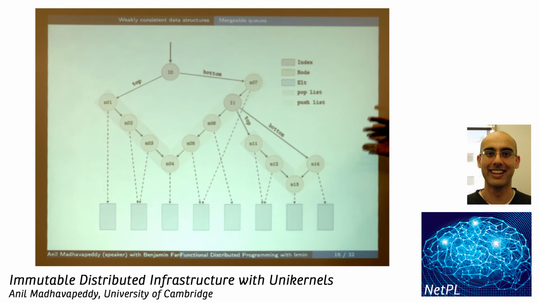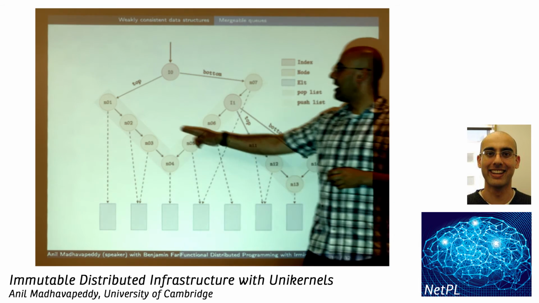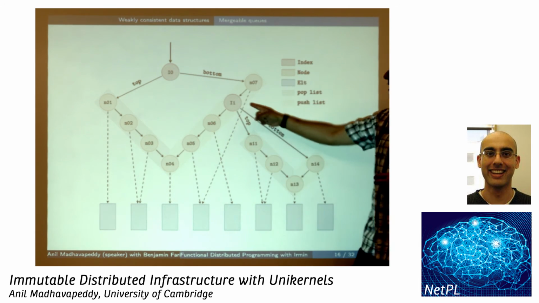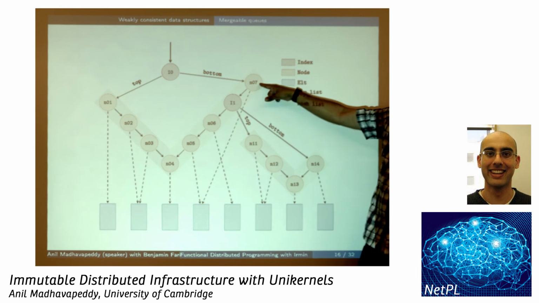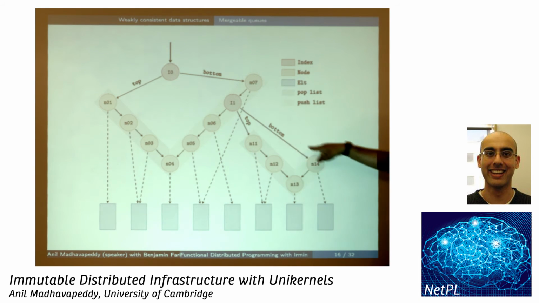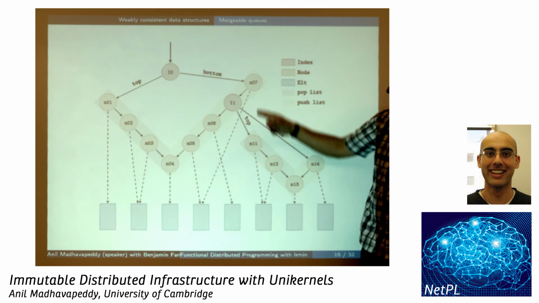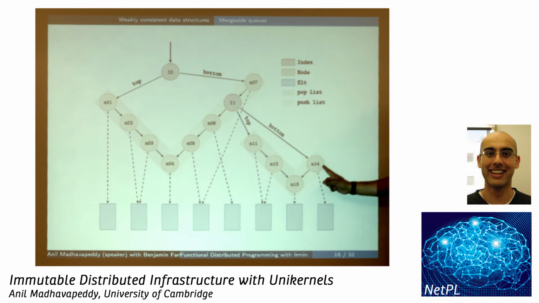So this is actually a functional queue built in Irmin. Looks kind of scary, but it's actually simple. So every queue in a functional queue normally has a push list and a pop list. And this is just a way of keeping track of the operations in a purely functional queue. In this case, we define two queues here, I0 and I1. And a queue consists of a pointer to the top of a linked list and the end. And then this one consists of a smaller one. So if you look at I1, it consists of these nodes, N11, N12, N13, N14. So this is a 4-node queue.